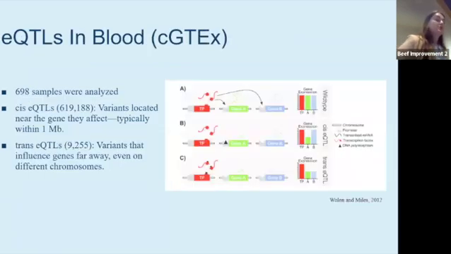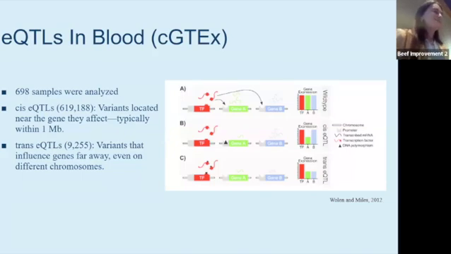And so eQTLs are not a new concept. Done a lot in human research, and we've had some in beef cattle, thanks to the GTEx. Specifically in blood, a lot of the eQTL analysis that you will look at will be in a tissue of interest, such as liver tissue or muscle tissue. But there has been some done in blood, and they were able to identify over 600,000 what we call cis eQTLs, which influence genes nearby, and over 9,000 trans eQTLs, that influence genes from far away.